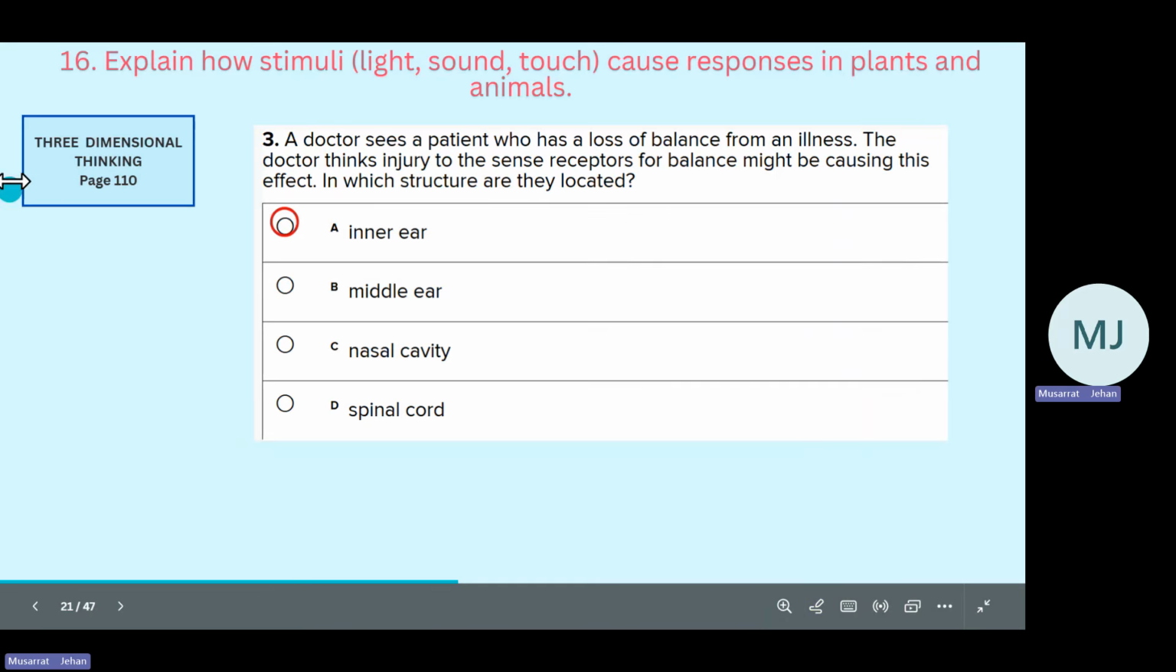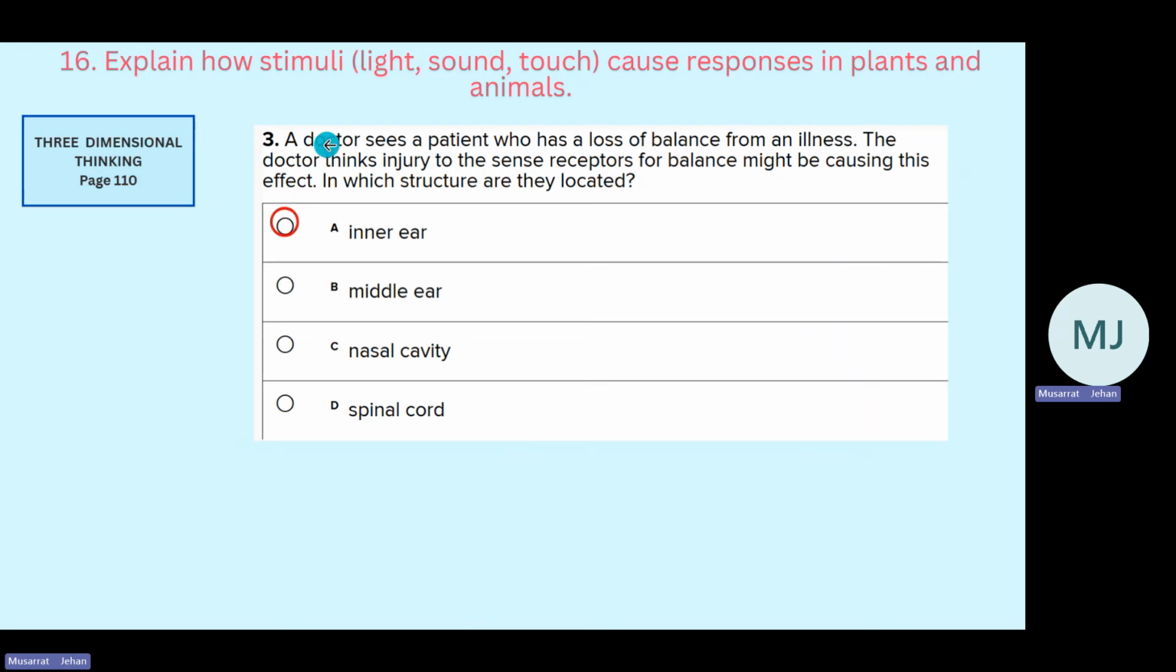Now here again, three dimensions, page 110. A doctor sees a patient who has a loss of balance from an illness. The doctor thinks injury to the sense receptors for balance might be causing this. In which structure are they located? I just told you that the ear also has structures which are receptors for balance.